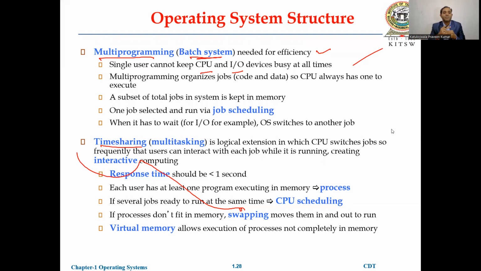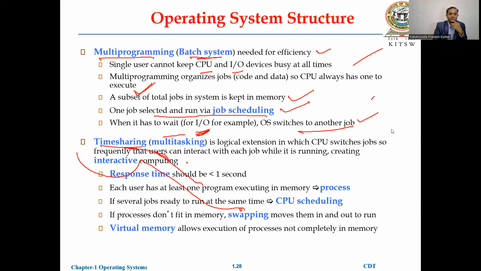So multi-programming organizes these jobs so that the CPU always has one task to execute. A subset of the total jobs in a system is kept in memory, and one job is selected and run via job scheduling. So one by one, jobs will be selected by job scheduling. When a job has to wait, for example for an I/O signal, then the OS switches to another job so that the user need not wait to execute all his tasks. Next one is time sharing.